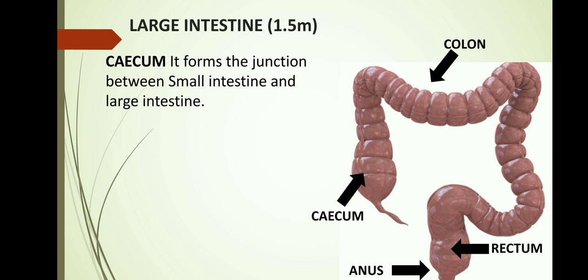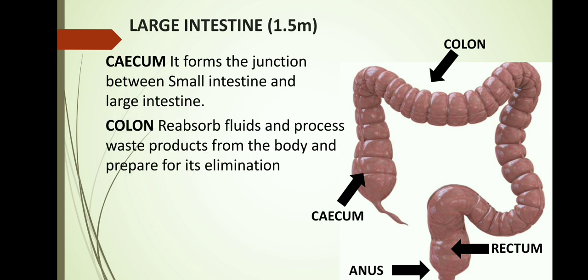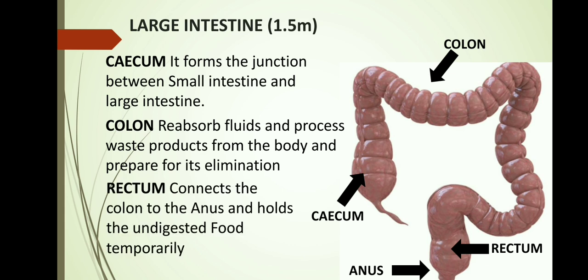The next portion of the large intestine is the colon. In the colon, only one very important function happens, and that is reabsorption of water from the undigested food. And colon also prepares the waste material to get eliminated out. The next portion is the rectum. Rectum connects the colon to the anus and it holds the undigested food temporarily. So rectum is going to hold the undigested food till it gets eliminated out of our body through the anus.